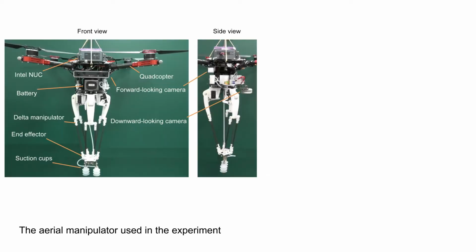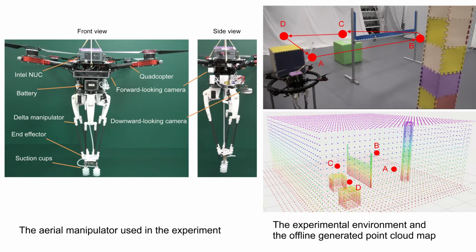Next, we show a comprehensive flight experiment where the proposed control approach was applied to an aerial pick-and-place task in an obstacle-rich environment. This is the aerial manipulator platform used in the experiment. To achieve the task, the aerial manipulator should take off from point A, pass point B, reach point C, and pick up a board, and then place the board at point D.